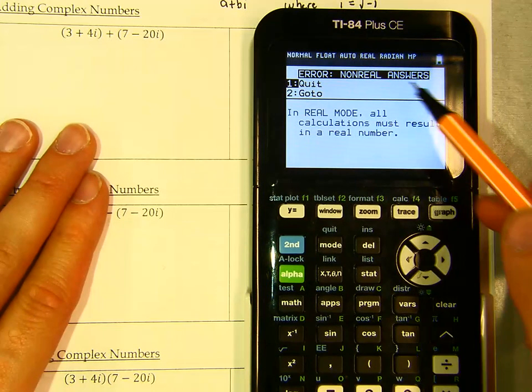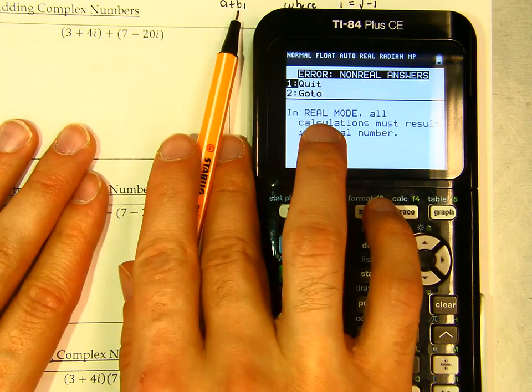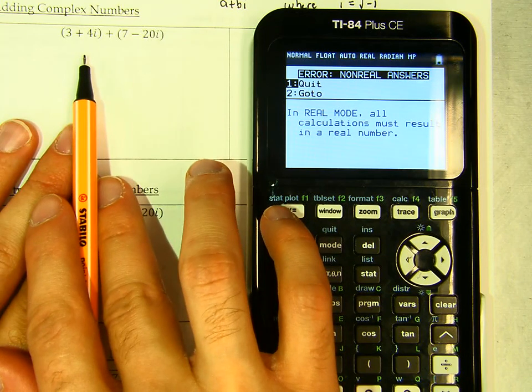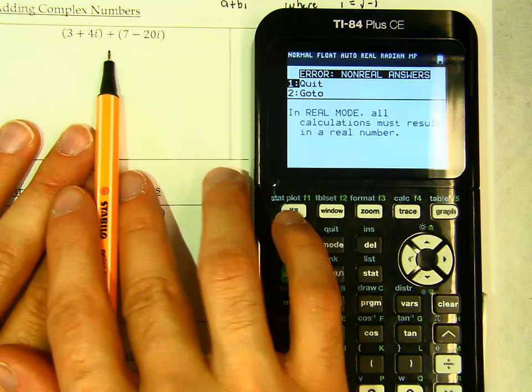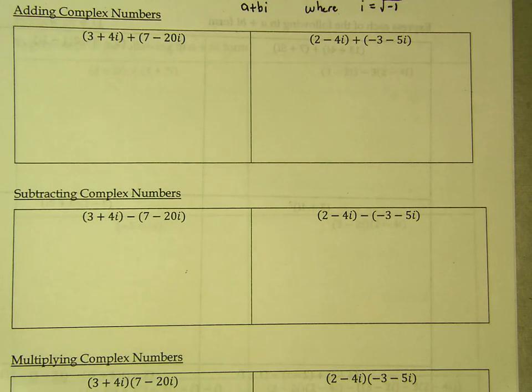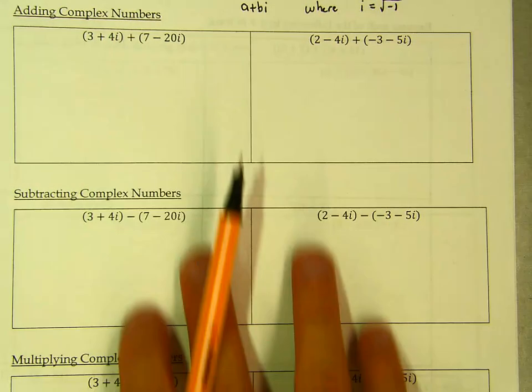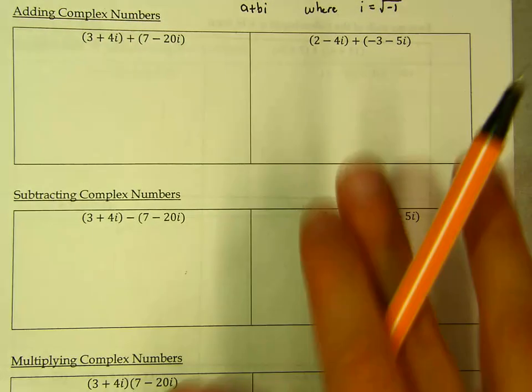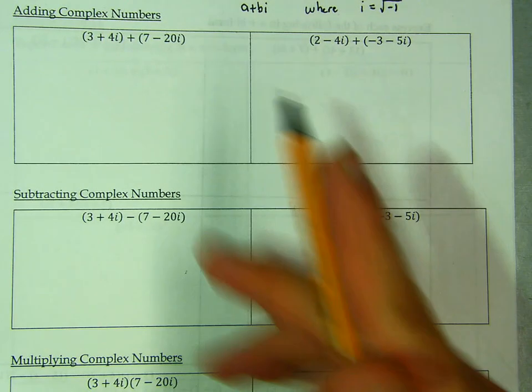We can't do it. Why we need complex numbers, we'll do in another lesson, but the game plan for today is how do we add, subtract, and multiply them. And this lesson is really not too bad. This page will be easy, the next page a little tricky. So let's take a look.